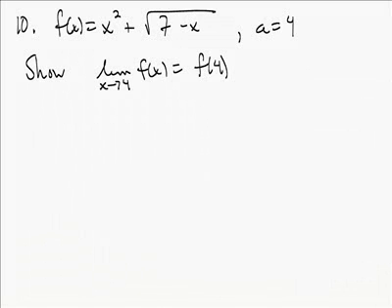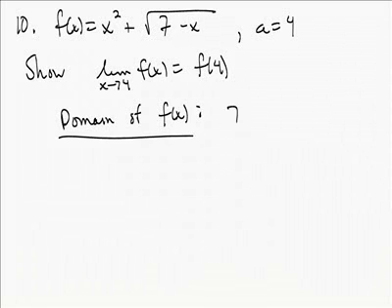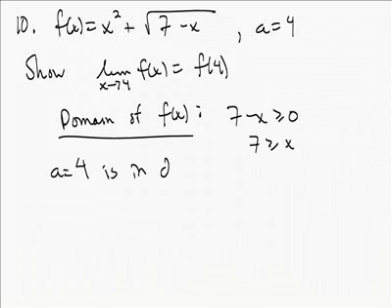And the properties of limits are going to say that what we have here is a function made up of a polynomial and a root function that's been shifted. But you can see that the domain of f of x is going to be given by, well, we're going to need to make sure that 7 minus x is greater than or equal to 0, or 7 is greater than or equal to x. x is less than or equal to 7. So that says that a, which is 4, is in the domain of f.